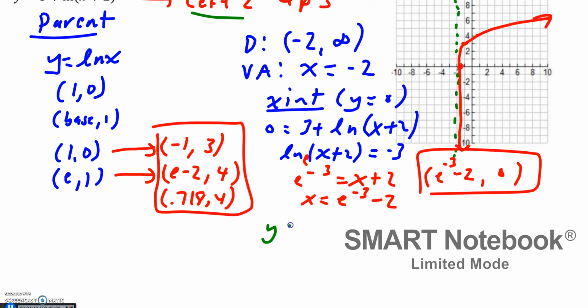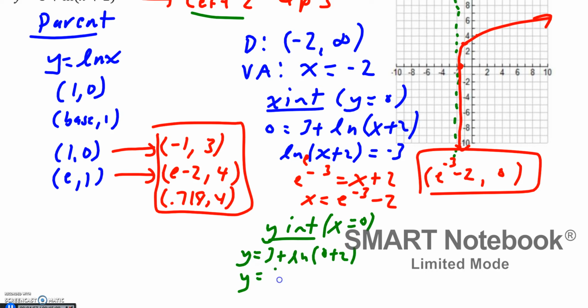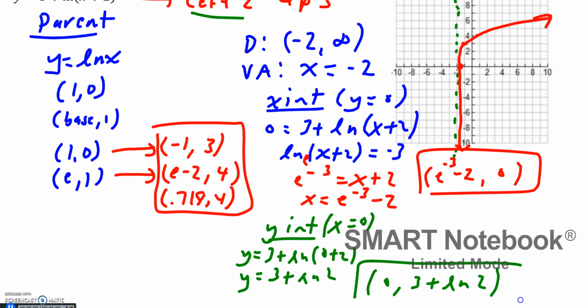If you would like to find your y-intercept, on the other hand, that is when x is 0. So in the original equation, you could plug in y equals 3 plus ln of 0 plus 2. So this one's a little easier. Y would be equal to 3 plus ln of 2. And so if you wanted to keep your answer exact, your y-intercept would be 0, 3 plus ln of 2. If you'd prefer to write this as a decimal, you definitely can, but this answer would be about here on your graph.